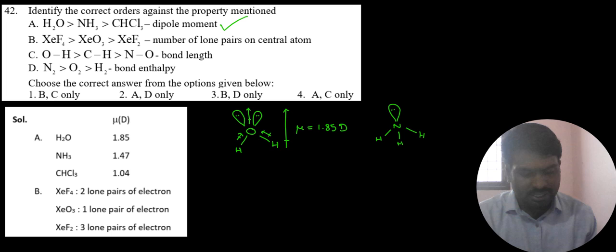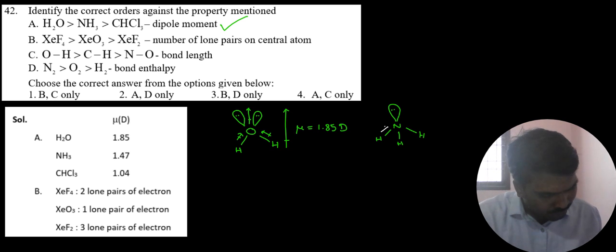Next to ammonia, it is a pyramidal shape. But as compared to NH bond polarity, OH bond polarity is greater. That's why the water molecule has a greater dipole moment than ammonia.